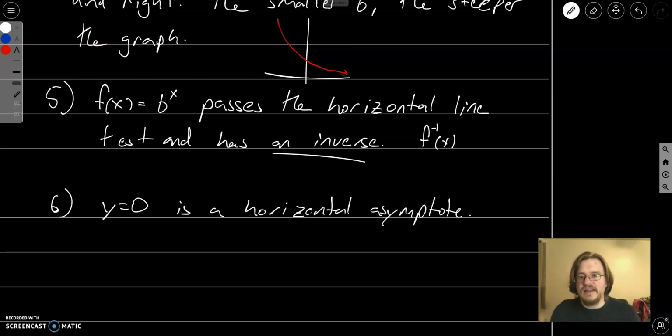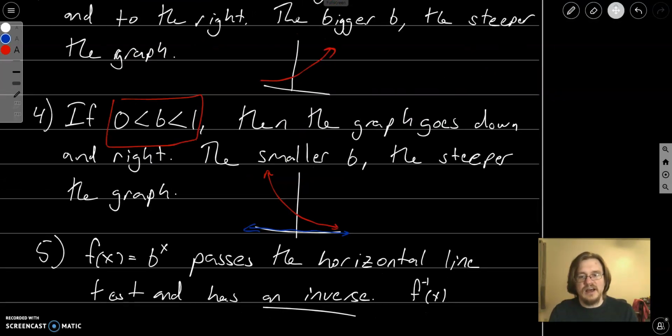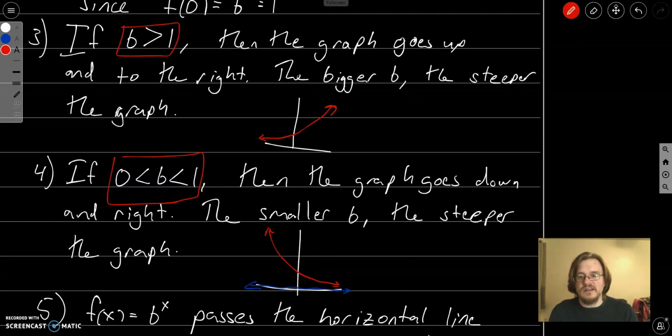And then the line y equals 0 is always going to be a horizontal asymptote. The height y equals 0 is going to be the x-axis, and we can see that as our function goes, in this case when b is less than 1, as our function goes further and further right, it's going to become closer and closer to the x-axis. When our function has a base that's bigger than 1, the x-axis is going to be a horizontal asymptote, but it's as we move further and further left that we're getting closer and closer to 0.